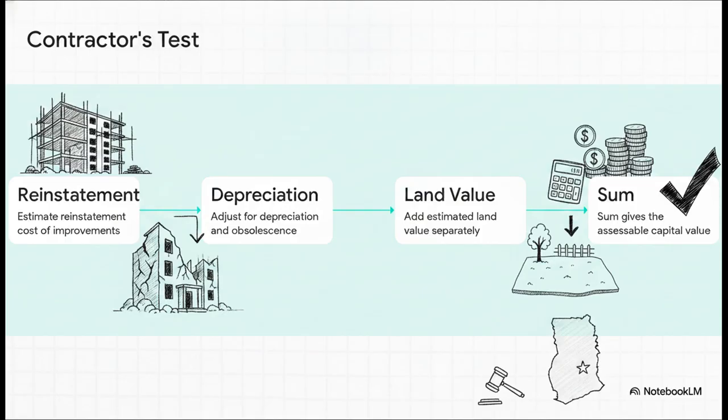Contrast that with the contractor's test. Here, you estimate the reinstatement cost of improvements, adjust for depreciation and obsolescence, add the estimated land value separately, and sum it all up for the final capital value. This approach is literally a lifesaver when reliable income data just isn't available. In fact, this specific 4-step contractor's test method is exactly what is currently applied in practice in Ghana.